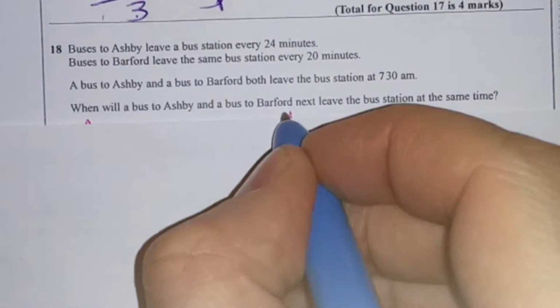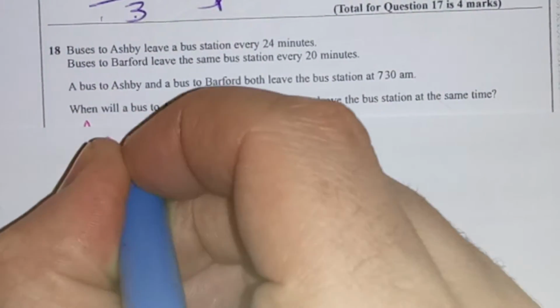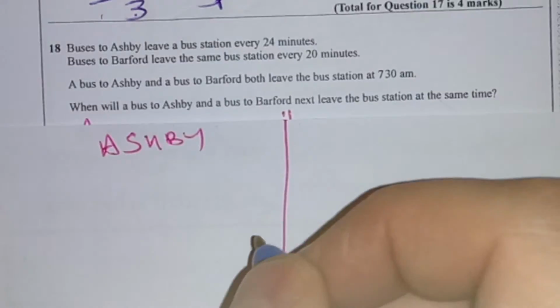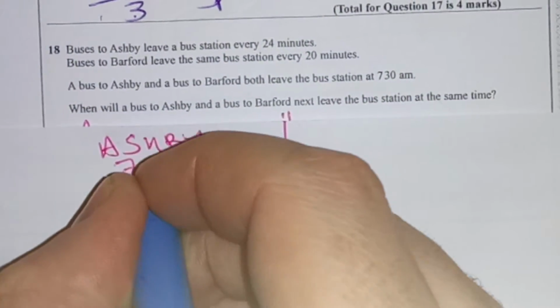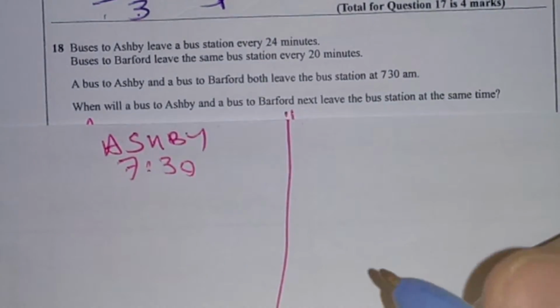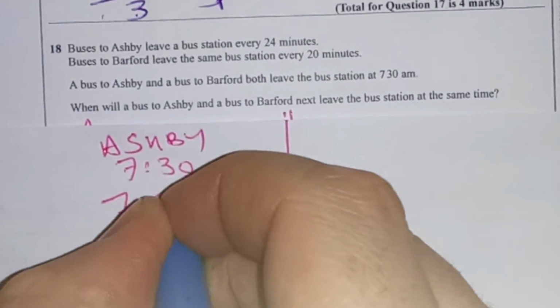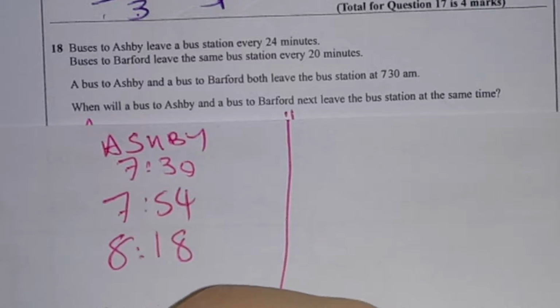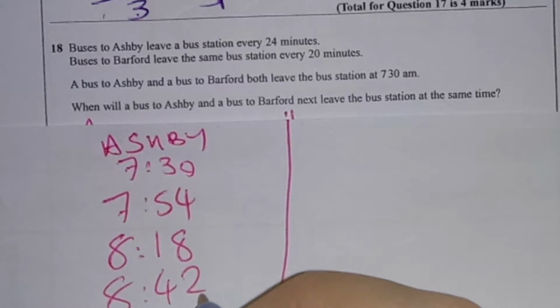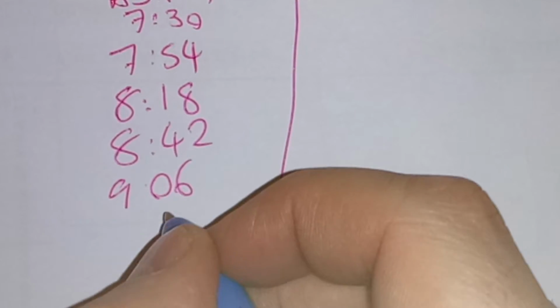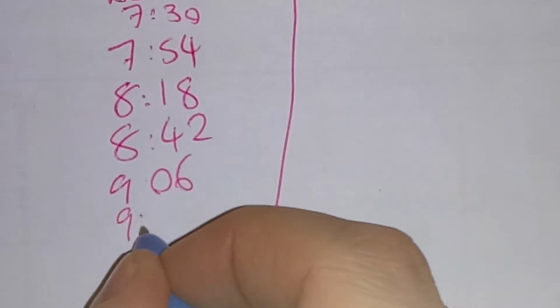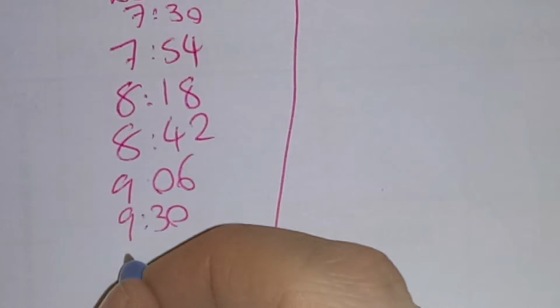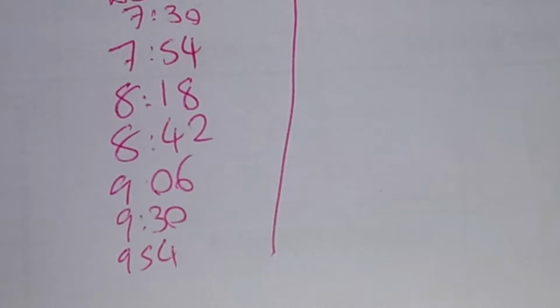Okay, we need to make 2 lists. One for Ashby, which starts at 7:30. It's every 24 minutes, so we need to add 24, which makes it 7:54. Add 24 again, now this makes it into the next hour, makes it 8:18. Okay, be careful with this. Then 8:42, then 9:06, then 9:30, then 9:54, and I think that's enough.